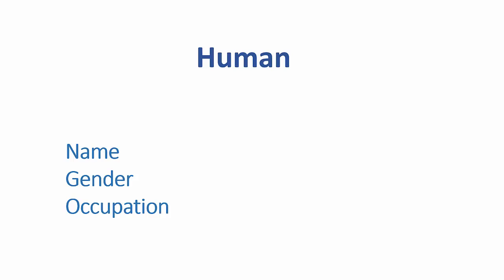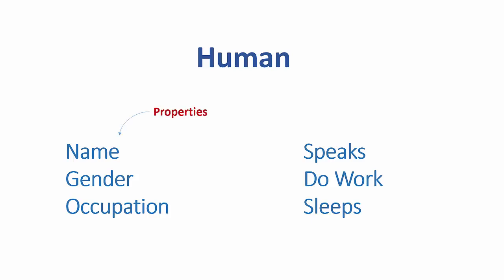When you talk about human beings, every human being has a common set of properties such as name, gender, occupation, etc. Also, every human will be doing some kind of common activities such as speaking, doing work, or sleeping. So the first set of properties that we covered are called properties in object-oriented programming world. And the activities that human performs are called methods in object-oriented programming.